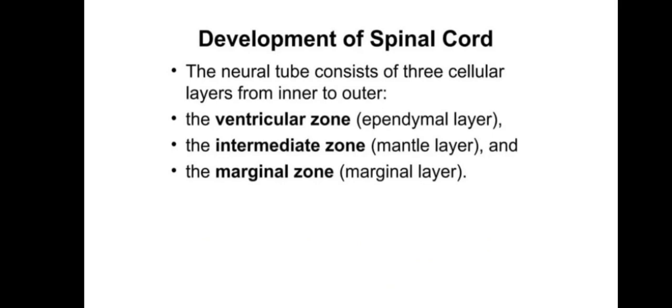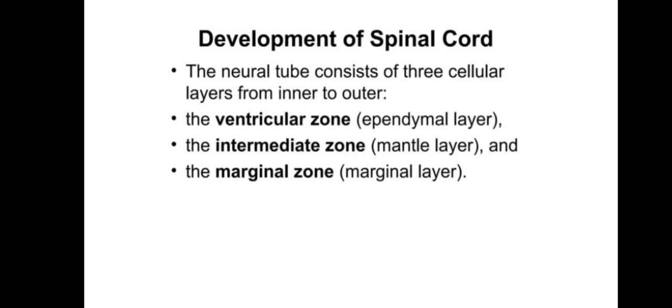Now, we move to our second objective, that is the development of the spinal cord. The neurotube consists of 3 cellular layers from inner to outer. The innermost layer is called the ventricular zone, or what you call the epidermal layer. The second one is the mantle layer, and the third one is the marginal layer. So from inside we have the epidermal layer, the middle one the mantle layer, and the marginal zone.